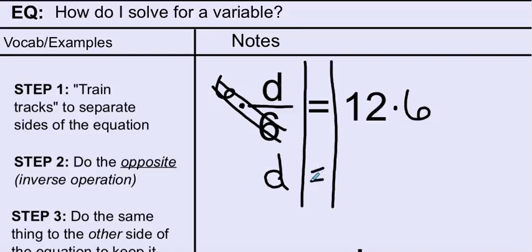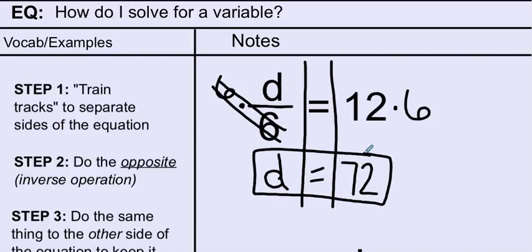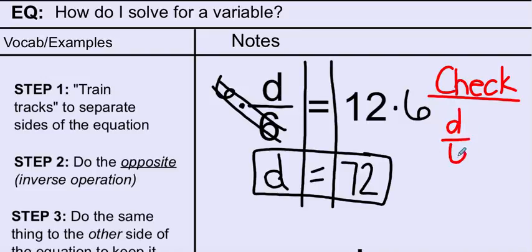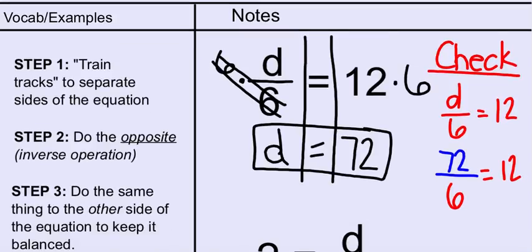12 times 6 is 72. I can do the same thing here that I did in the last example and go back and check my work. When I go back to check my work, I start with the original equation and plug in the value that I found. I found D to be 72, so I'm going to plug 72 in. Then I'm going to divide it by 6 and see if I get 12. As I do that, 72 divided by 6 is 12. 12 equals 12, so it checks out.